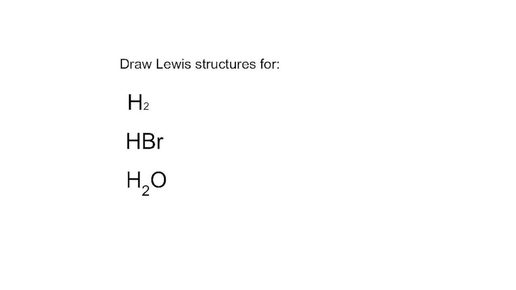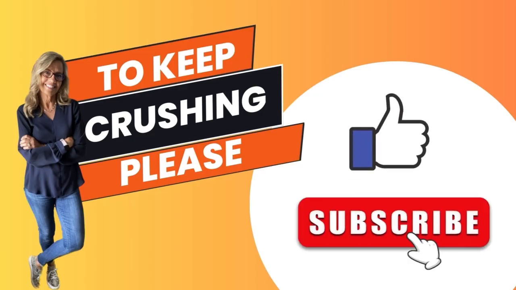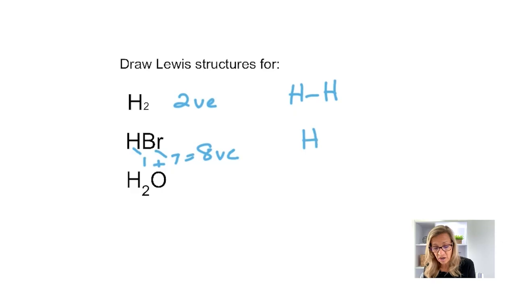So first step is always total valence electrons. Each hydrogen has 1, so I have 2 valence electrons. And let's see what we have. Well, it's not going to be too hard. Each hydrogen only needs 2, and they were going to share the 2. That's it. Hydrogen, simple. Hydrogen, there's 1 valence electron. Bromine is a halogen, has 7, so I have 8 valence. So I'm going to draw my H beside the Br and have 8 electrons to deal with.